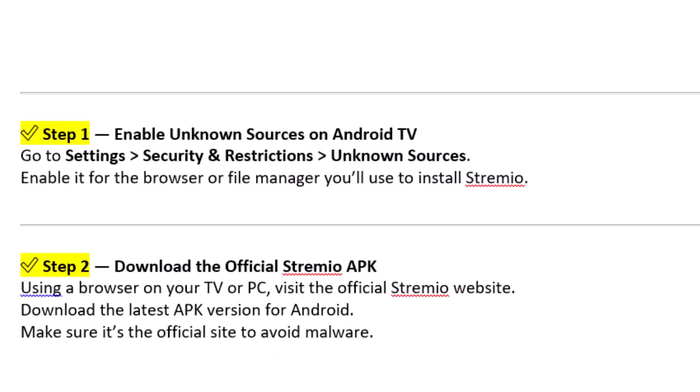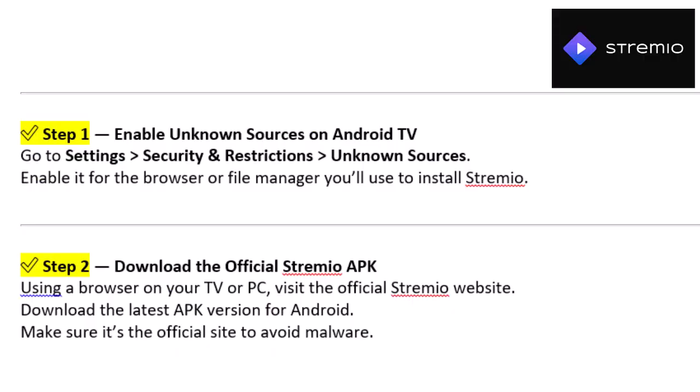Step 1. Enable unknown sources on Android TV. Go to Settings, then Security and Restrictions, then Unknown Sources. Enable it for the browser or file manager you'll use to install Stremio. Without this step, the TV won't allow APK installations, so it's essential.